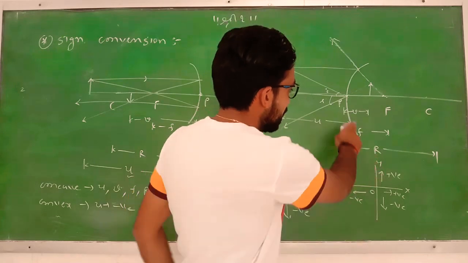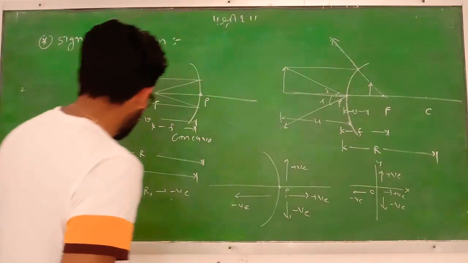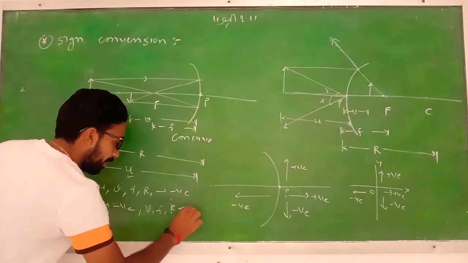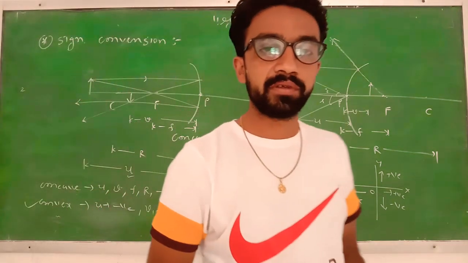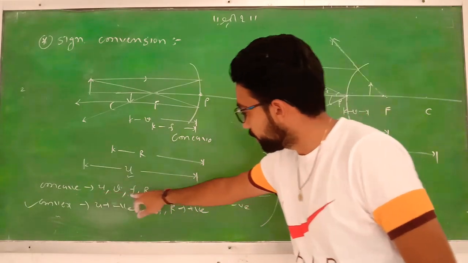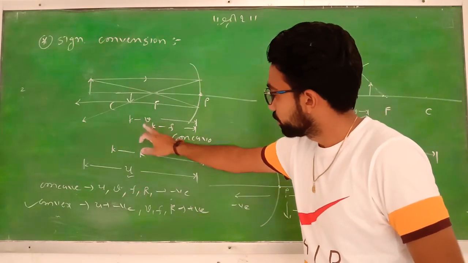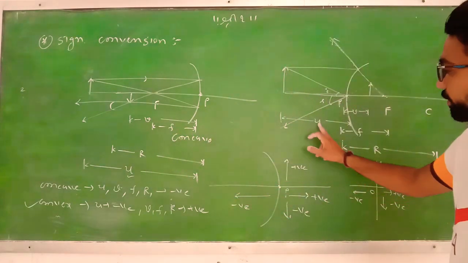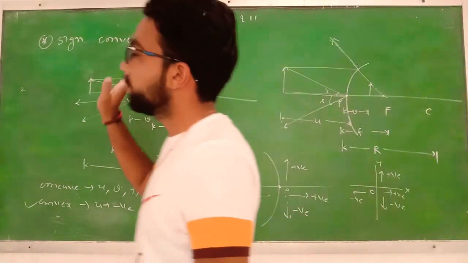For the convex mirror, the image distance, focal length and radius of curvature are the three quantities on the right-hand side of the pole. So v, f and r are positive for a convex mirror. So this is our sign convention. Whenever we solve numericals, for concave mirrors the image distance, object distance, radius of curvature and focal length are taken as negative. But for convex mirrors, only the object distance is negative and these three are positive. So this is our sign convention.